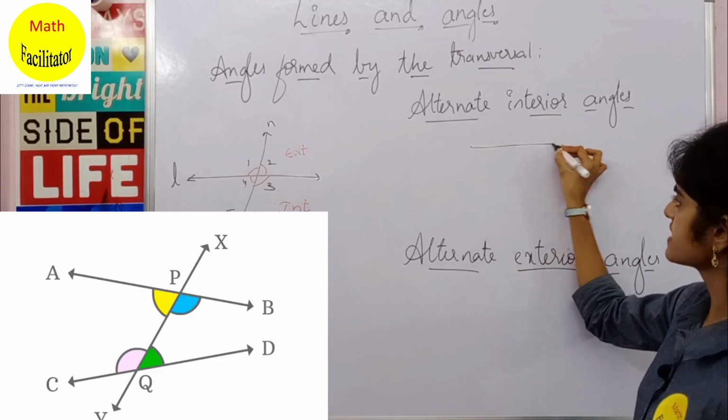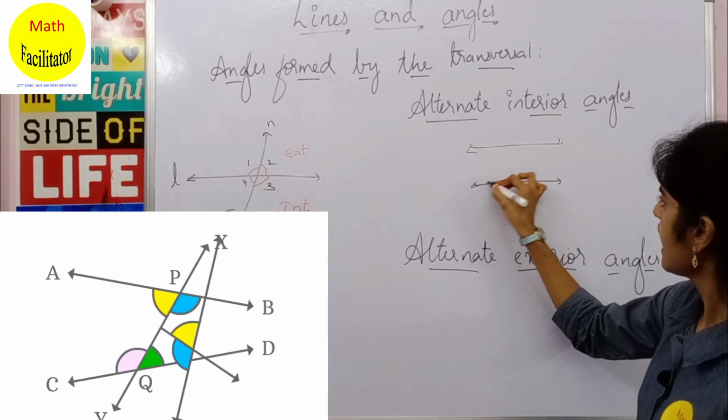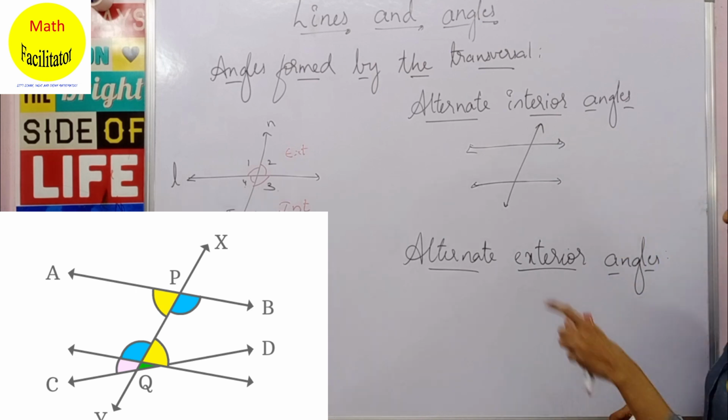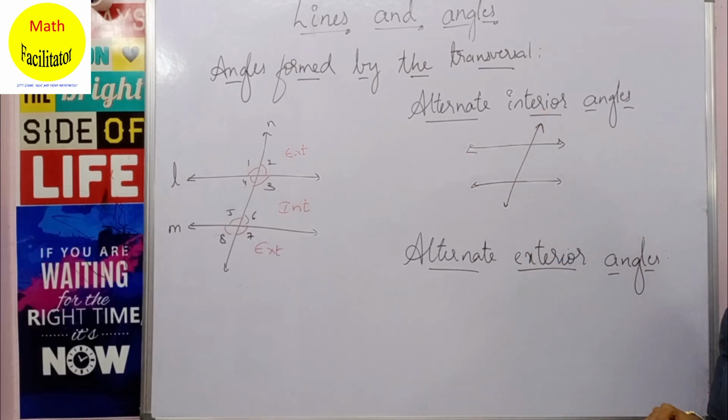Suppose these are two lines. Clear? And this is the transversal. Firstly, let us go by the name. It is alternate interior angles. Interior angles are what?